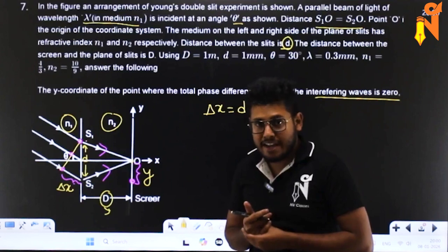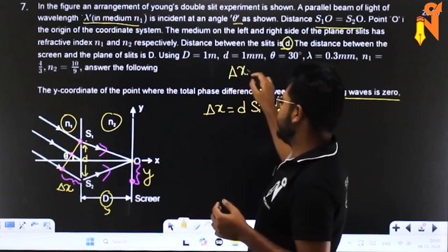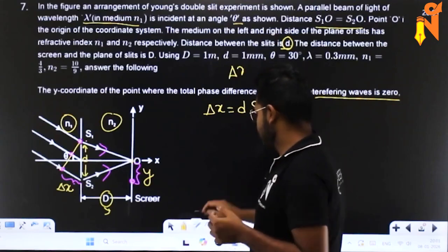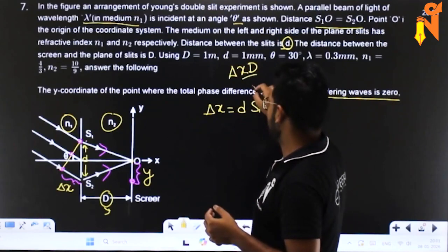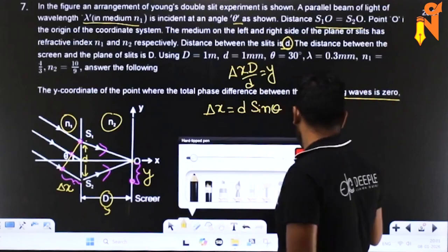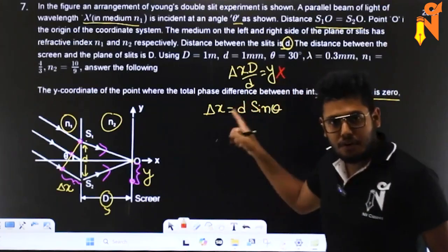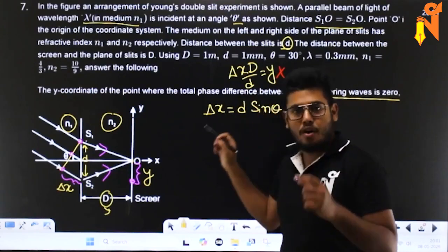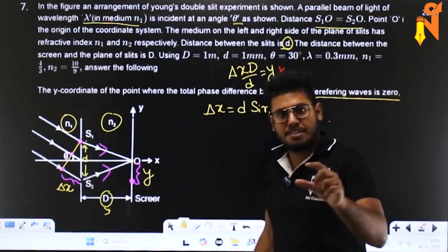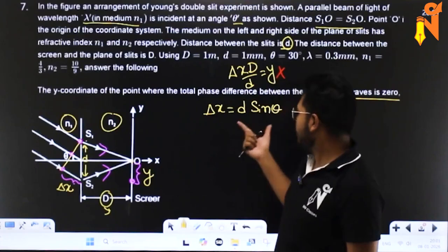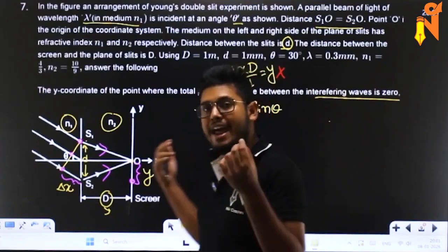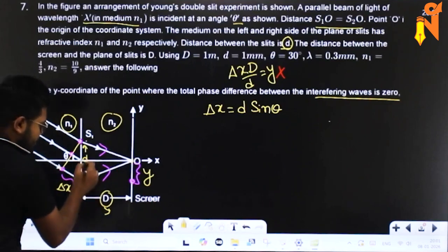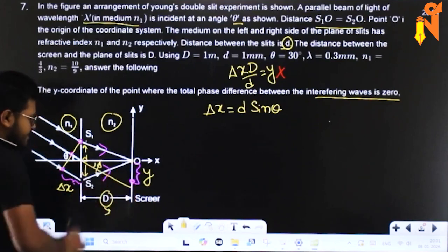The n lambda D by d, or basically, delta x equals to, this is a very famous formula, delta x into capital D by small d is equal to y. This formula cannot be applied here, because if you followed the derivation of this formula, if you followed the NCERT, there is an approximation that this y also must be very small. But in this question, the y cannot be said to be small because we do not have any prior information. So let's say that phenomenon happens at some angle phi.